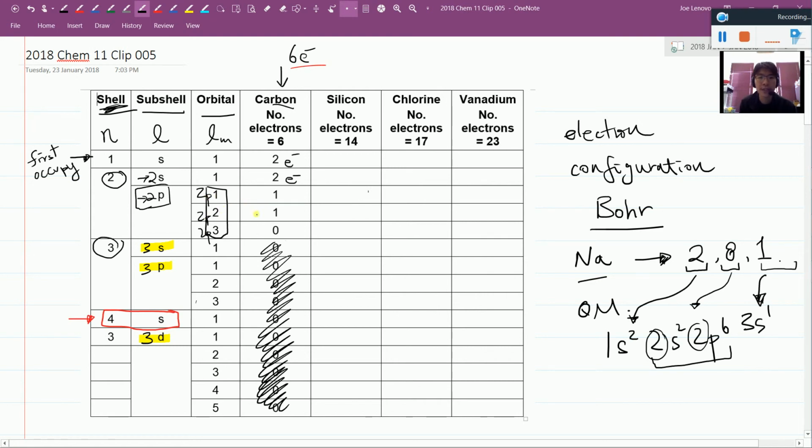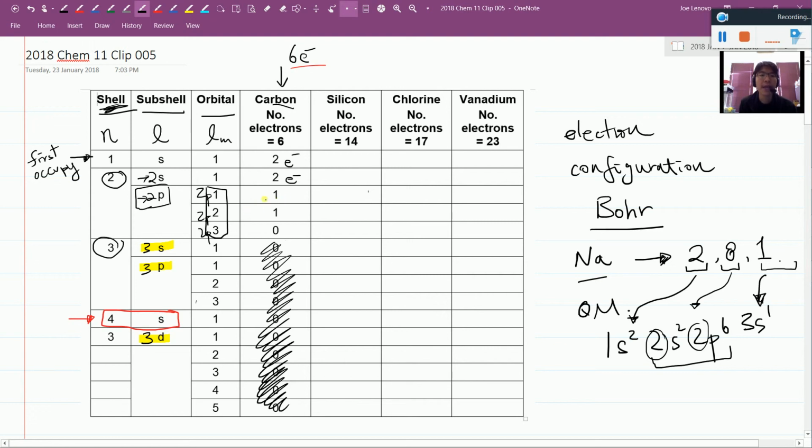2p2, another 2 electrons. 2p3, another 2 electrons. So if you try to fully fill up the 2p subshell, you should be able to do it up to 6. However, you only have 6 electrons, and 2 goes to 1s, another 2 goes to 2s. Then we will try to fill up 2p.